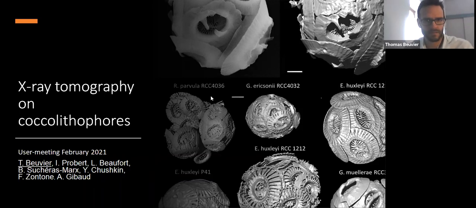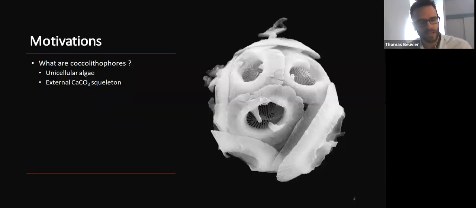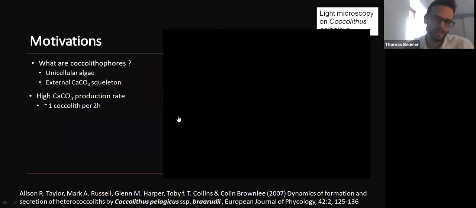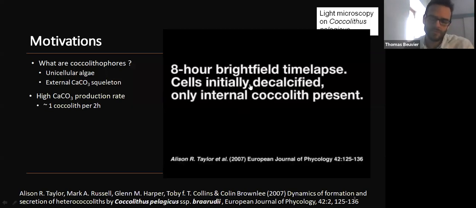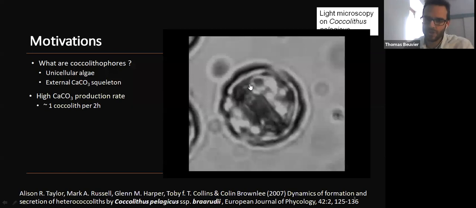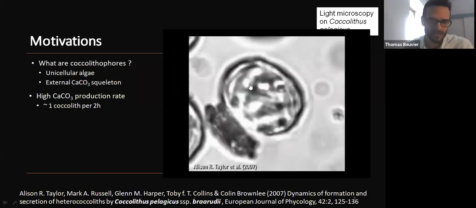Okay. Yes, so coccolithophores are unicellular algae, and they have a particular feature: they exhibit an external calcium carbonate skeleton. So you see here a picture of one of these external skeletons, which is called a cocosphere. And this cocosphere is made of different plates, which are called coccoliths.